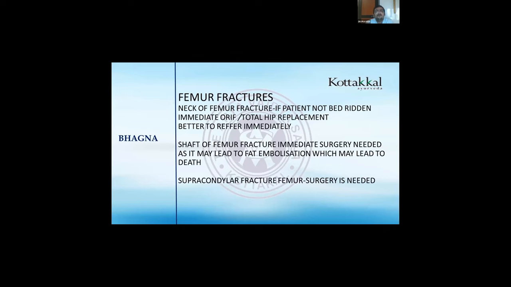Coming to the femur fractures, almost all femur fractures we have to refer. Why? Because there are chances of complications like fat embolism, improper management, and better management is there with surgery. So neck of femur fracture, if the patient is not bedridden, we have to send immediately for surgery.